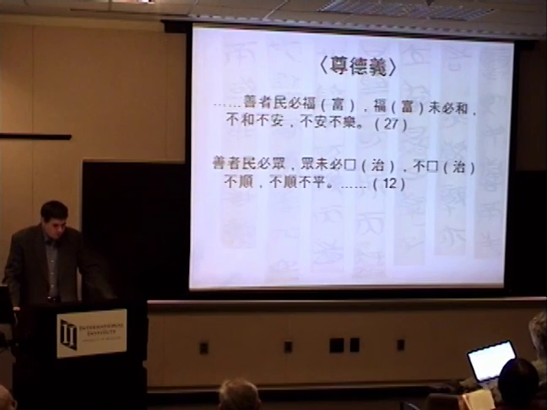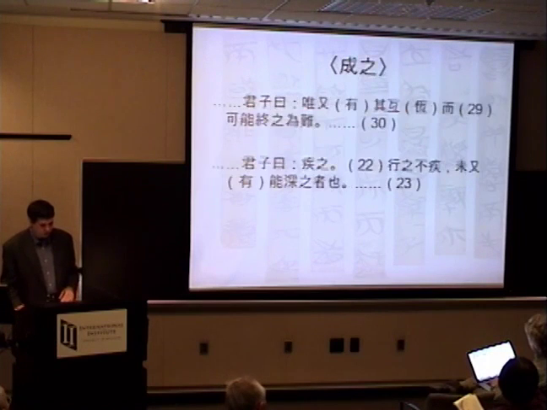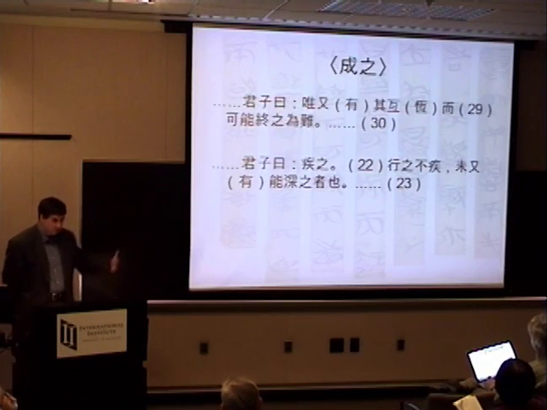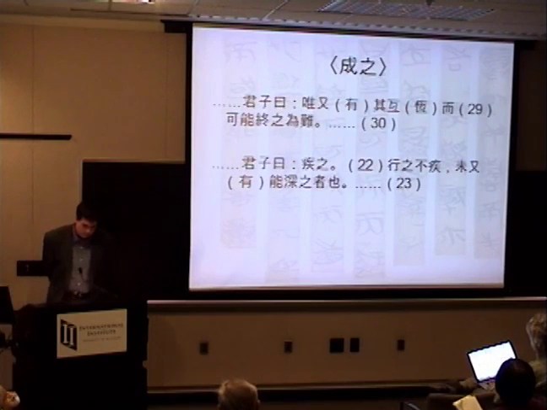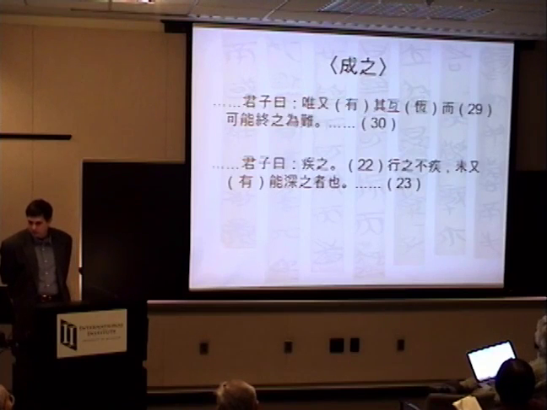Other connections, however, are much harder to spot, especially where the previous connections already made by the editors have been taken as more or less established. Take the following lines from strips 29 through 30 and 22 through 23 of Chengzhi, originally titled Chengzhi Wenzhi, first read in their original arrangement. 君子虽有其恒，而可能终之为难，and 君子曰急之，行之不急，未有能伸之者也.